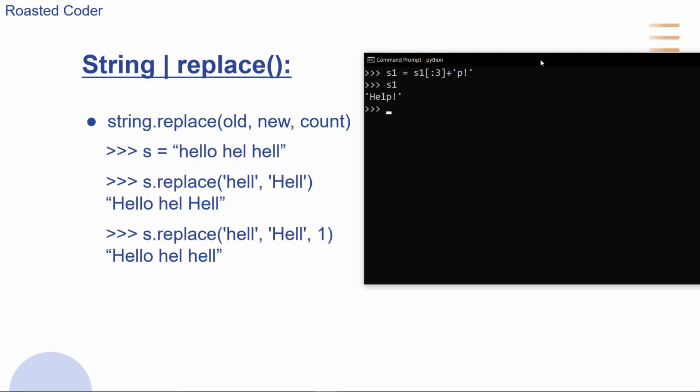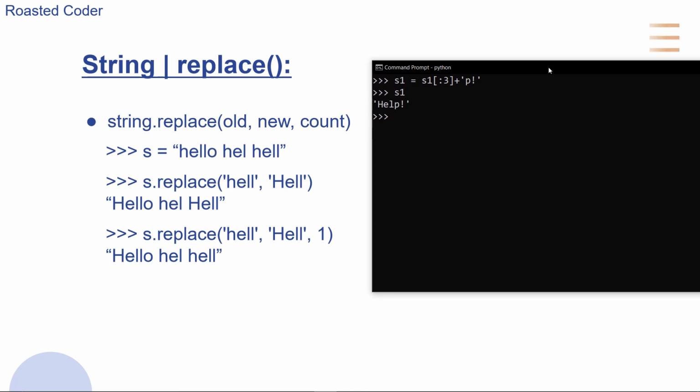There is a function replace in Python strings. Using replace, we can replace a few characters or a substring in a string with another. Let's take an example, and there are three parameters inside replace: the old substring, the new substring, and the count, up to which we want to replace the old one.